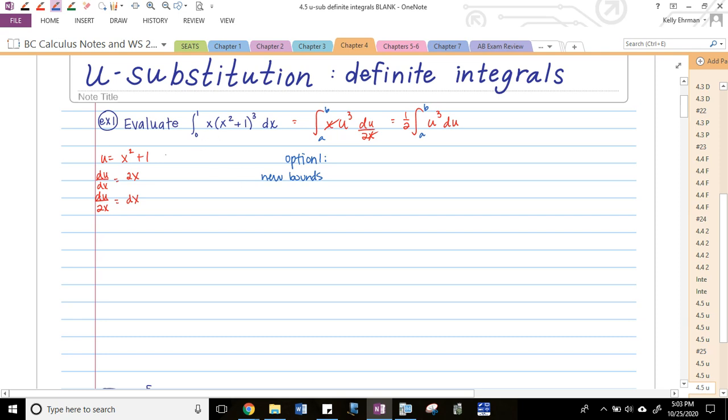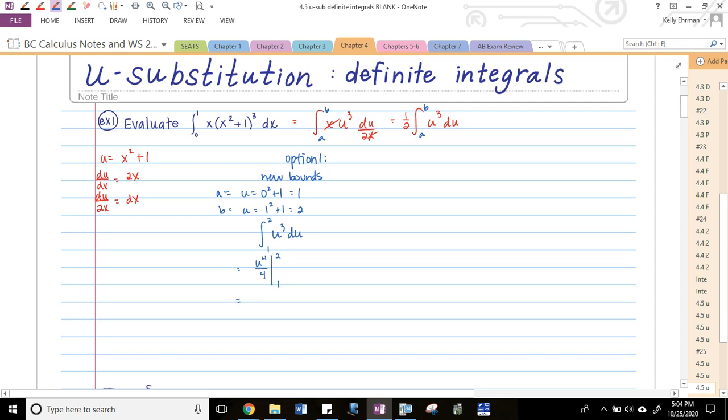So if u is x squared plus 1, when x is 0, it's 0 squared plus 1, so a, u comes out to 1. So a equals 1. And the b, the end of the interval, when you plug in 1 for x, 1 squared plus 1 is 2. So you could say, I'm going to find the integral from 1 to 2 of u to the third du. And then you're not subbing x in anymore. You're saying you have u to the fourth over 4 evaluated from 1 to 2.